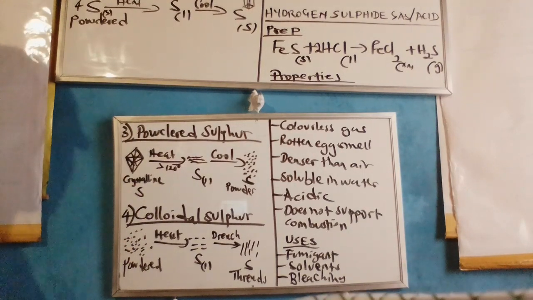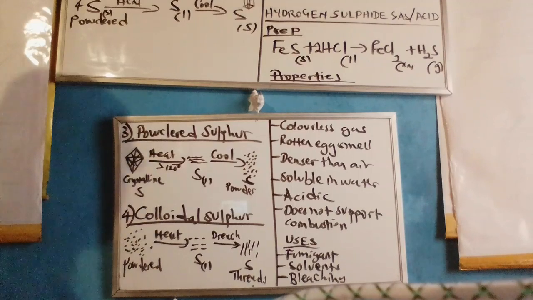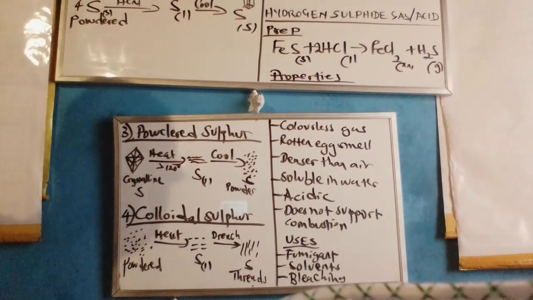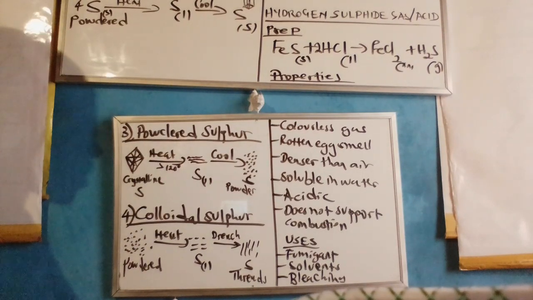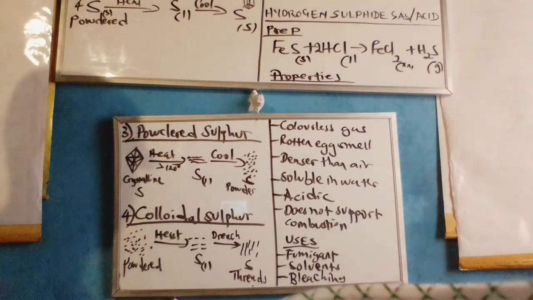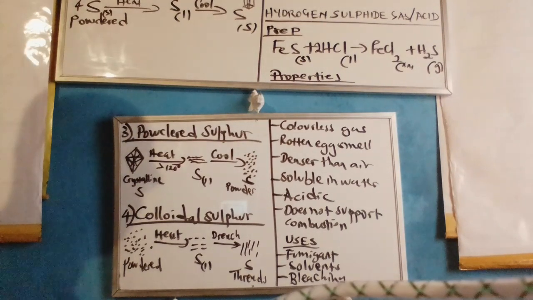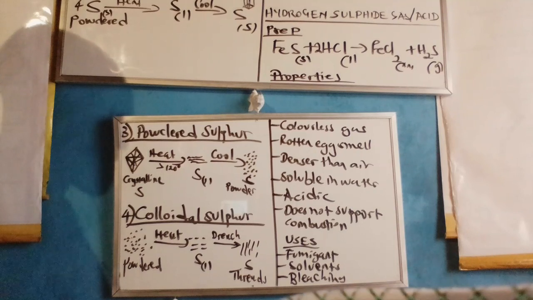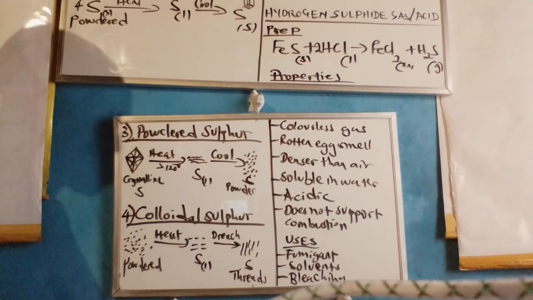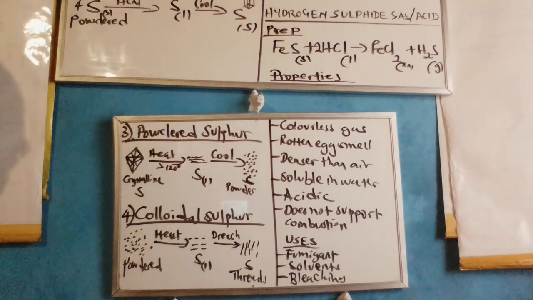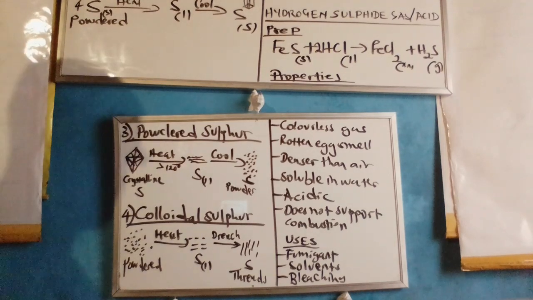Remember, when heating to form powdered sulfur, we must heat above the melting points of both rhombic and monoclinic sulfur, in this case 120 degrees Celsius and above. And then we cool it, and when it cools, the particles are fine-grained or powdered or crumb-like, and that is our powdered sulfur. How do we prepare colloidal sulfur?